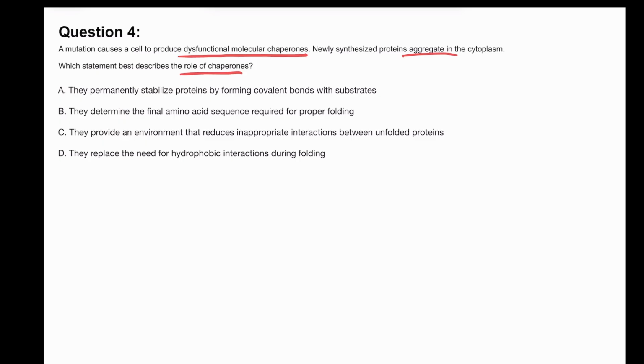And remember, in a previous video, we talked about chaperones as being molecules that assist protein folding. And so with this definition in mind, let's go through the answer choices and see which ones make sense. So A, they permanently stabilize proteins by forming covalent bonds with substrates. Well, this doesn't make sense. Chaperones do not form covalent bonds with proteins, and they don't permanently stabilize proteins either.